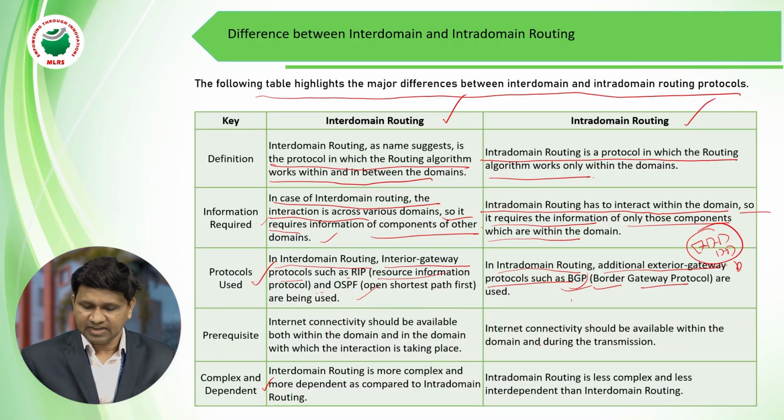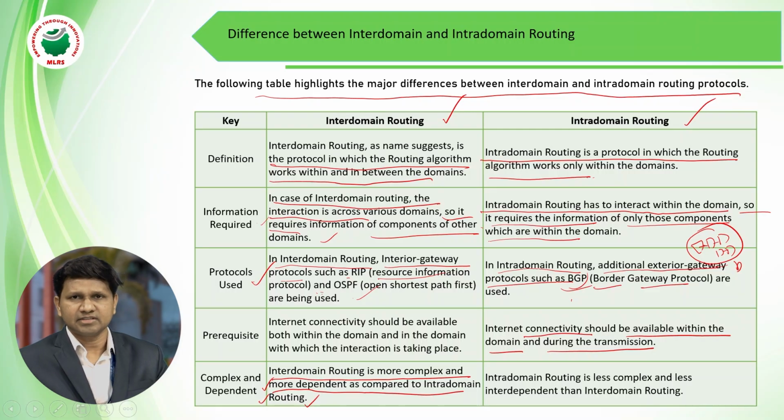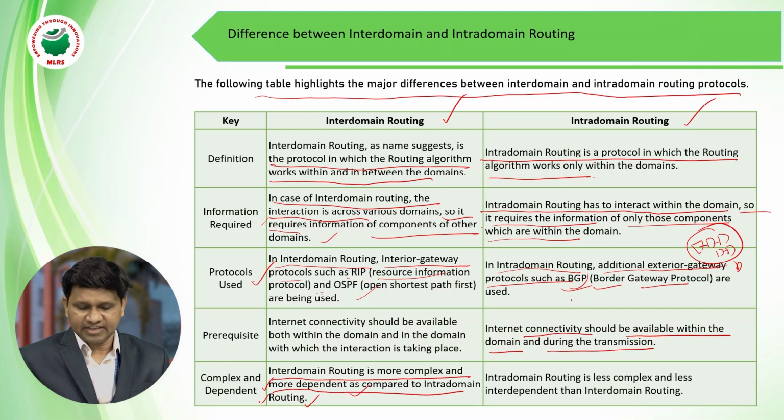Prerequisites: internet connectivity should be available within the domain and during the transmission. Now, complex and dependent. Inter-domain routing is more complex and more dependent as compared to intra-domain routing. Why? Because there are two different domains. Exchanging the information means we have to interact with the other domain, from the source domain to the destination domain. That's the reason it is more dependent as compared to intra-domain routing. Intra-domain routing is less complex and less interdependent than inter-domain routing.